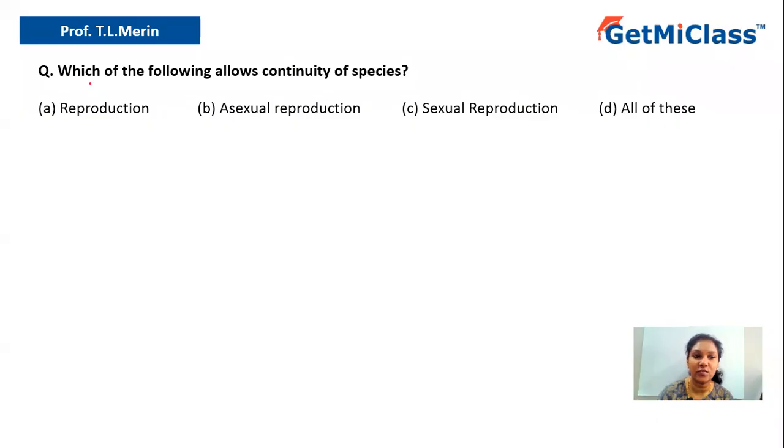Today we are going to solve this question which says, which of the following allows continuity of species? Option A, reproduction. Option B, asexual reproduction. Option C, sexual reproduction. And option D, all of these.